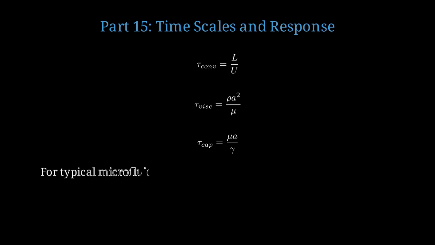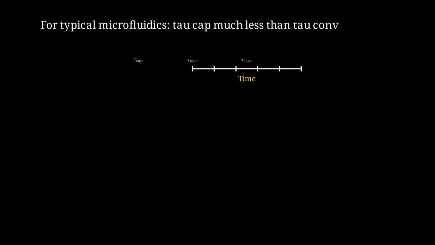Different physical processes operate on different timescales, creating a hierarchy of responses. The convective timescale is channel length over velocity. This is how long droplets take to traverse the channel. The viscous diffusion timescale is density times radius squared over viscosity. The capillary timescale is viscosity times radius over surface tension, governing shape relaxation. In typical microfluidics, the capillary time is much shorter than convection time, so droplets quickly relax to equilibrium shapes. This timeline shows the hierarchy of timescales, from fastest capillary relaxation to slowest convective transport.